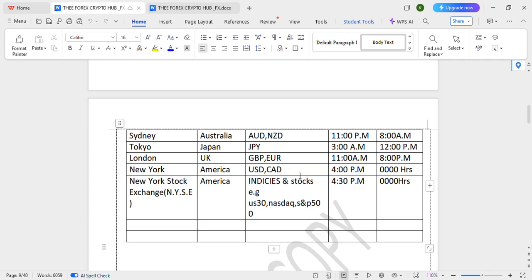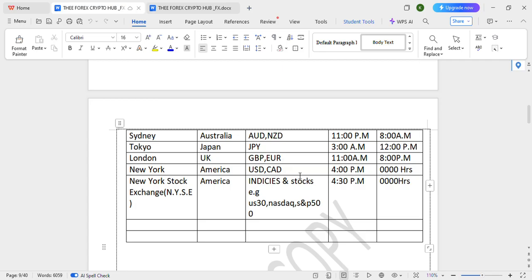You can trade the pairs with the AUD as either the base or the quote during the Australian session, as well as the pairs with the New Zealand dollar as either the base or the quote. You can trade them best during that time. The market will be moving. It will not be in much consolidation. Now the session opens at 11 p.m. and closes at 8 a.m.